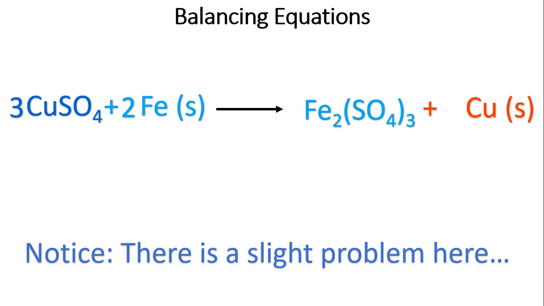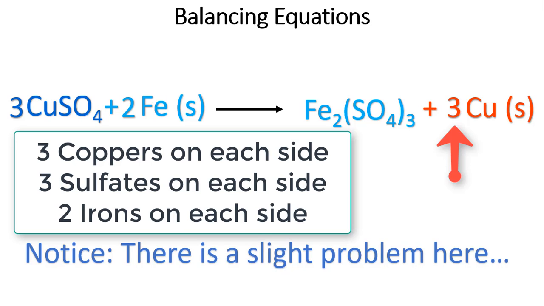And let me just back up a second. All of your coefficients are understood to be 1 unless you put another number there. So in front of the copper, that's understood to be 1. But I need to increase that to make the number of coppers on the right match the number of coppers on the left. So I put a 3 in. And so now this equation is what we call a balanced equation, where there are the same number of atoms on the left as there are on the right.